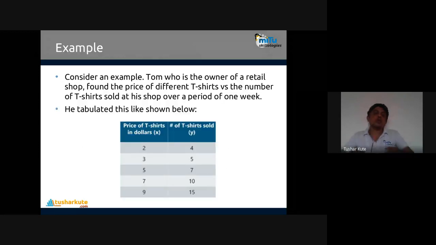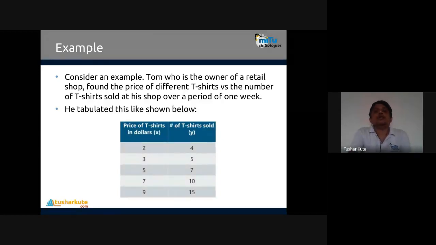Let's take an example. These are the 3 steps I mentioned. After that, we can use a 4th step for predictive analytics. Once the values of m and c are calculated, we can use them to do predictive analytics. I'll show that practically also, how it is possible to do. Now, let's take an example.